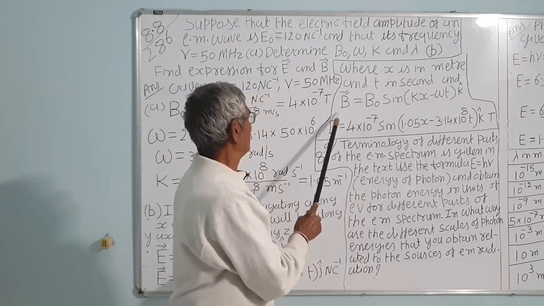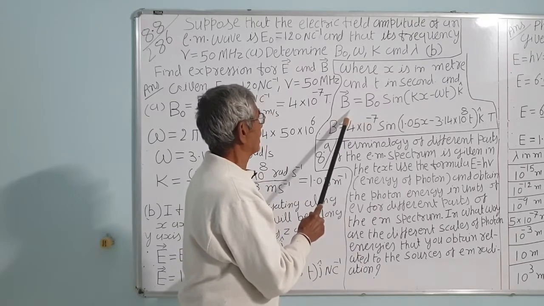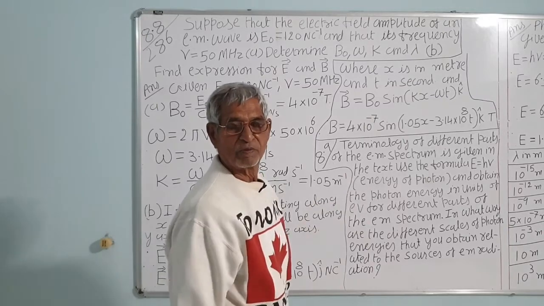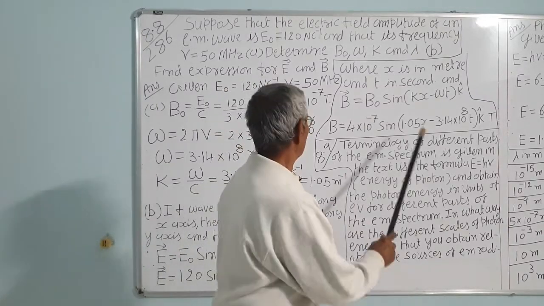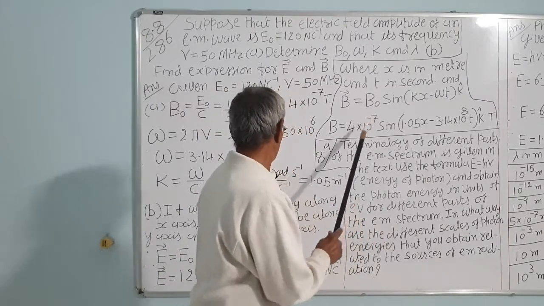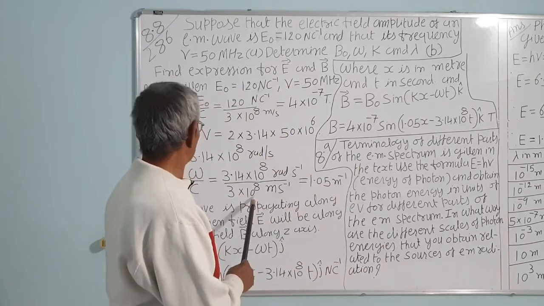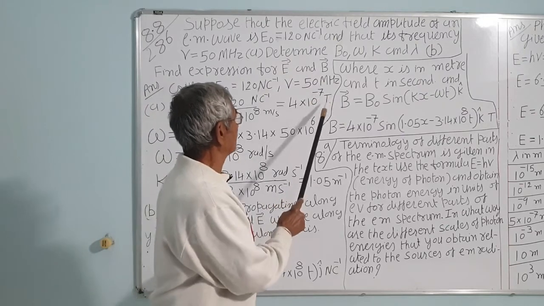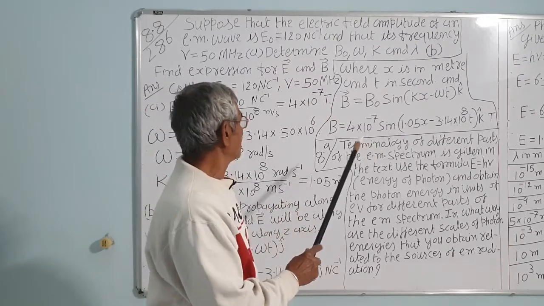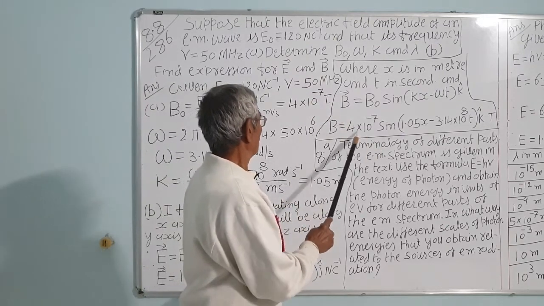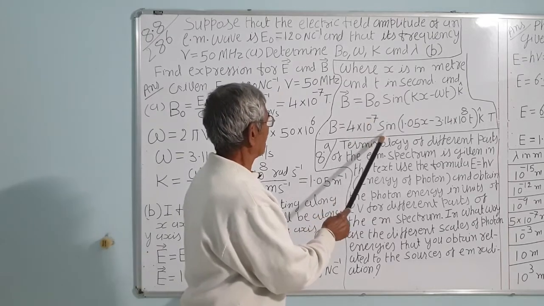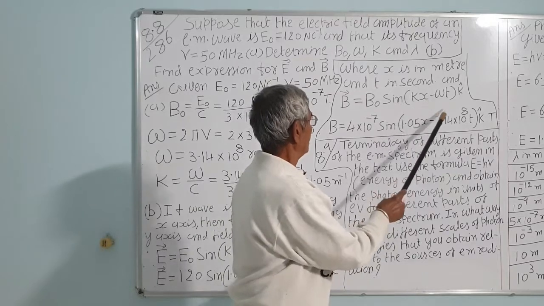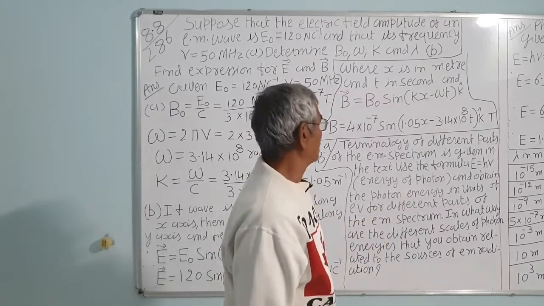Now, magnetic field B, which is along the z-axis, that is B0 sine bracket kx minus omega t. So, B0 we have already calculated, that is 4 into 10 raised to minus 7 Tesla. Magnetic field unit is Tesla. So, 4 into 10 raised to minus 7 sine of k, 1.05 into x, omega is 3.14 into 10 raised to 8 t.